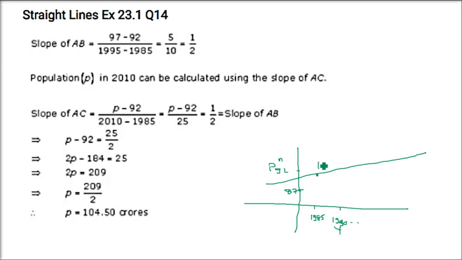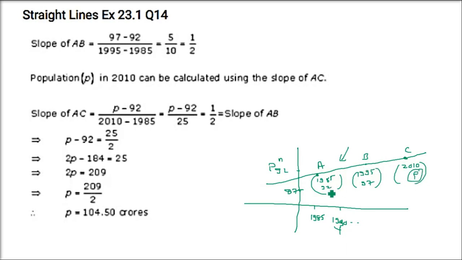Now there are 3 points given. Point A has x location 1985 and y location 92. Point B has x location 1995 and y location 97. The third is C, with x location 2010 and y not known, it is P. Eventually we have to find P. The question asked here is: find the slope of the line AB, and using it find what the population will be in the year 2010. This is again an NCERT question.